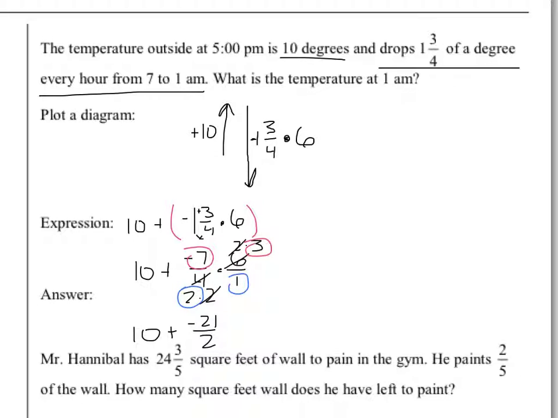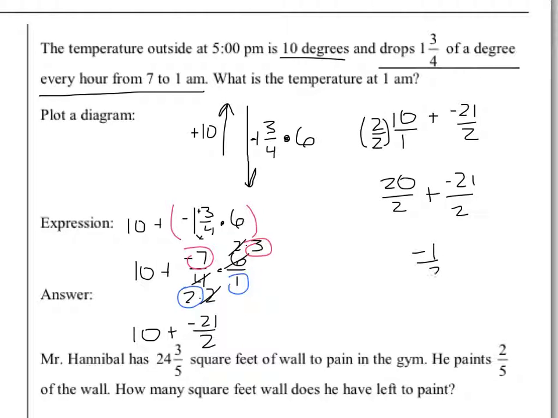Now we want to go ahead and add that together. 10 plus negative 21 over 2. Get common denominators. 20 over 2 plus negative 21 over 2. It's going to give me negative 1 over 2 degrees. Negative 1/2 degree. Questions about that? Najari? Is that a no? Okay.